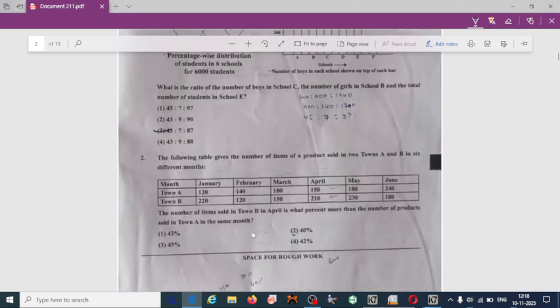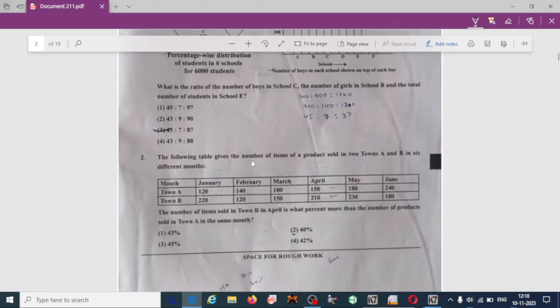So the next question will be the following table gives the number of items of a product sold in two towns A and B in 6 different months. So they have given the items sold in two towns for January to June. The number of items sold in town B in April is what percent more than the number of products sold in town A in the same month. The correct answer is option 2, 40%.